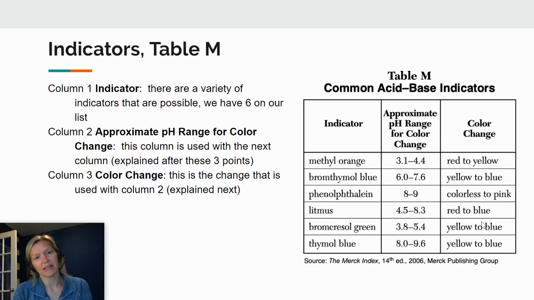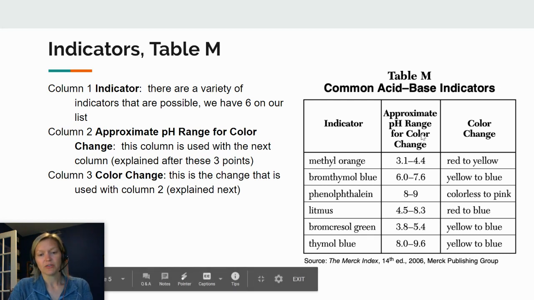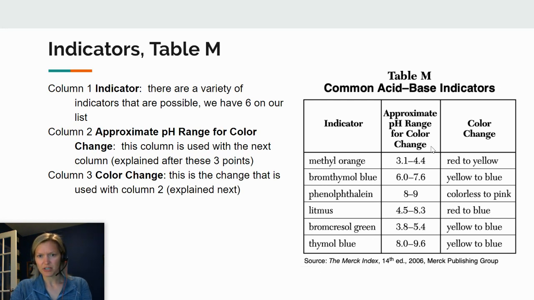One of the things you're going to be looking at is indicators. Now our indicator table is Table M. We have many indicators. There's a pH color change and what the actual color is. So here are your indicators. We have 6 that we're going to be dealing with. Approximate pH for color change. You don't need to know the exact change. You need to know what it starts with and what it ends with. And then here's our color change.